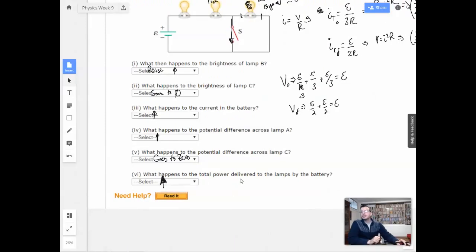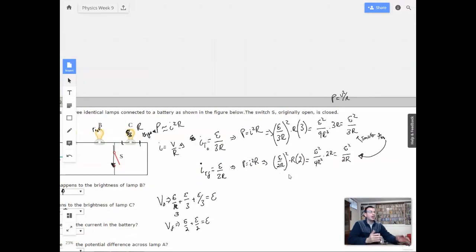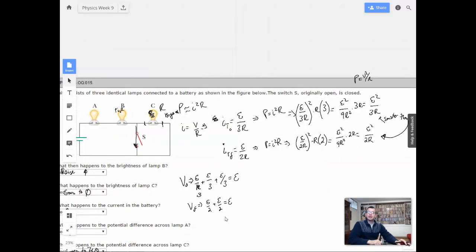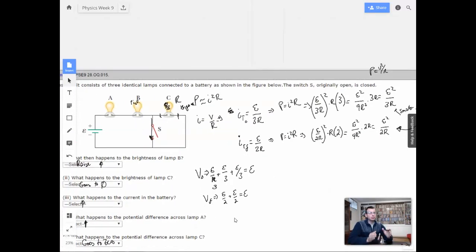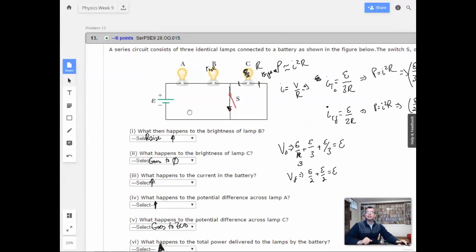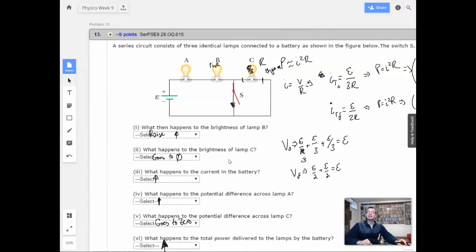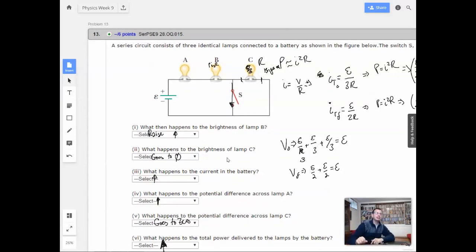So what happens to the total power delivered by the battery? Total power rises. And I showed it doing it this way. I like to do it that way just because there's minimal ambiguity. The smaller, more certain steps you can take to get an answer, the better. So this is a pretty short review question, but it's pretty good to understand how each of this works. All right? Perfect. See you on problem 14.